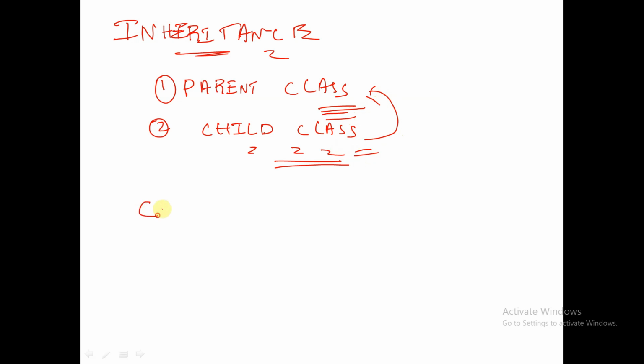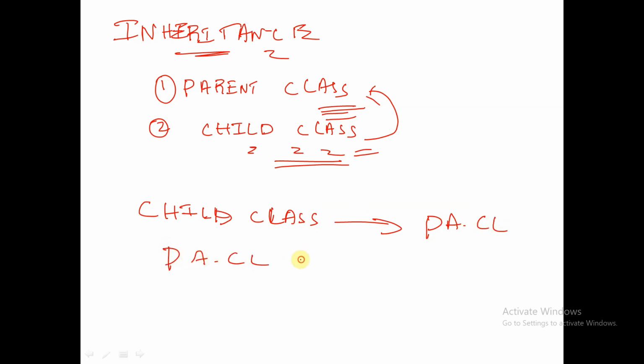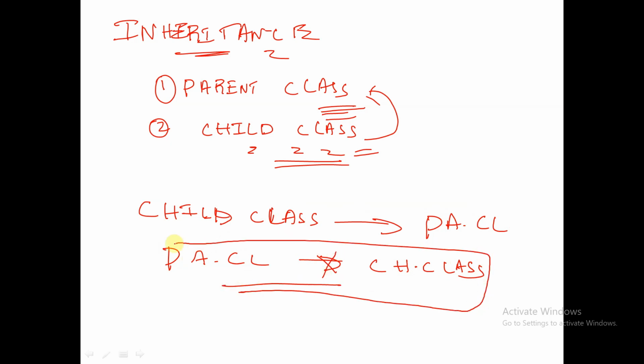So my child class can access all the properties and methods which are present inside my parent class, whereas my parent class cannot access the properties or methods which are present inside my child class. So this is the first and basic rule of inheritance. So let us see an example of this inheritance.